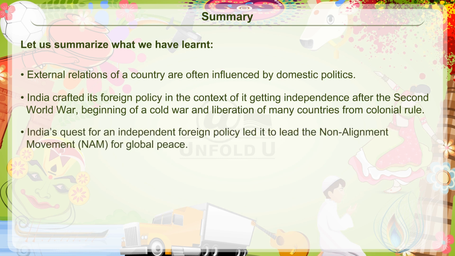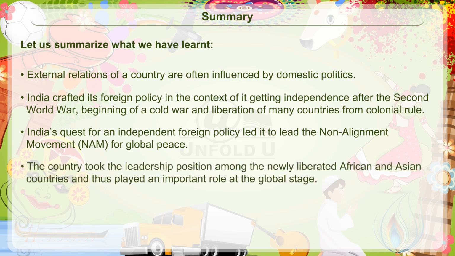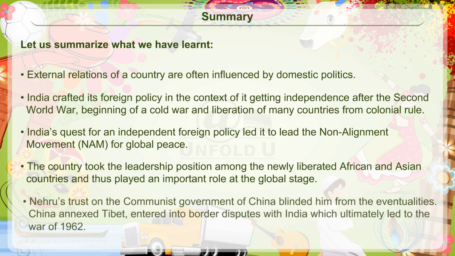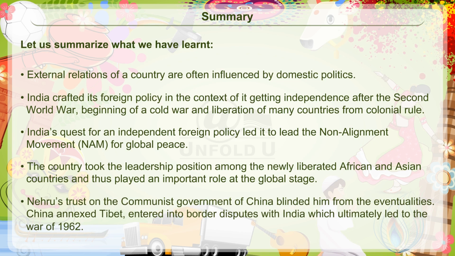India's quest for an independent foreign policy led it to lead the Non-Alignment Movement (NAM) for global peace. The country took the leadership position among the newly liberated African and Asian countries and thus played an important role on the global stage. Nehru's trust in the Communist government of China blinded him from the eventualities. China annexed Tibet and entered into border disputes with India, which ultimately led to the War of 1962.